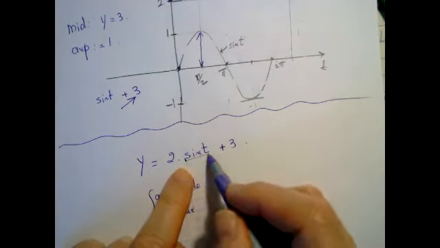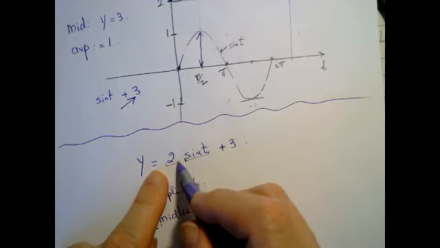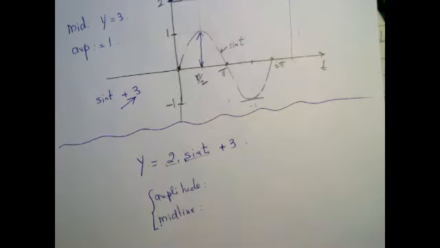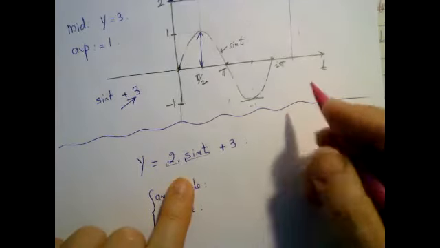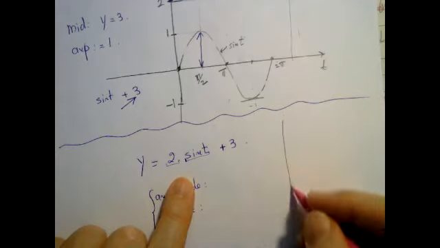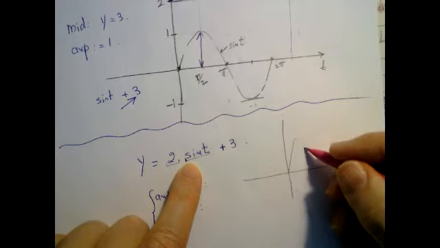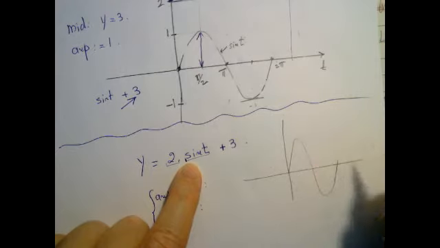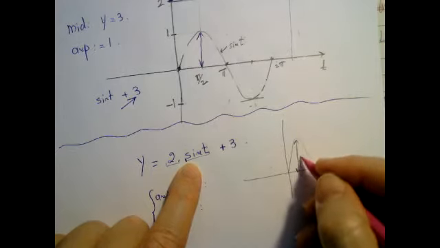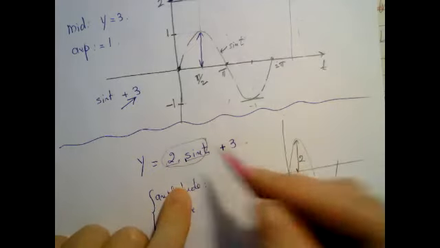What does this function do? It takes the sine, stretches it by a factor of 2. So it's going to start with the sine, and it's going to stretch it by a factor of 2. So 2 sine t is going to be like that. The amplitude here is going to be 2. So that's the 2 sine t.